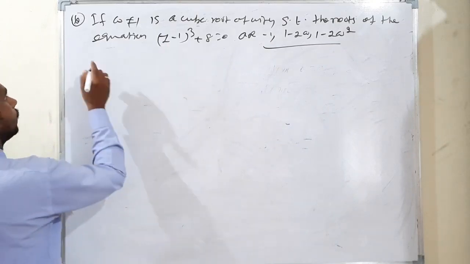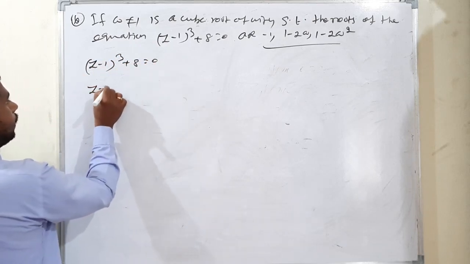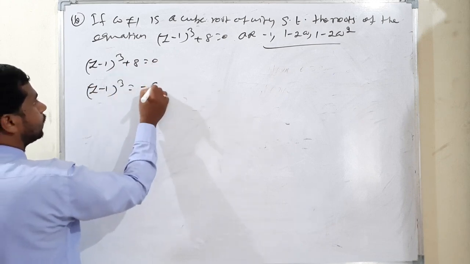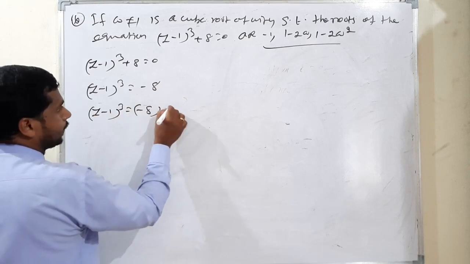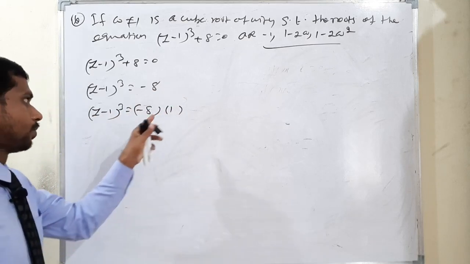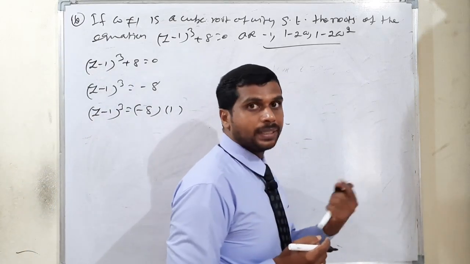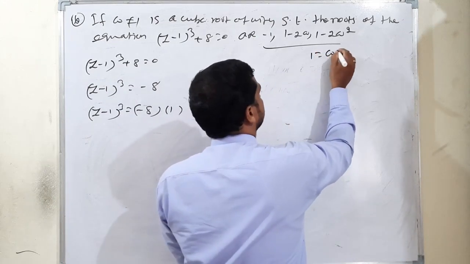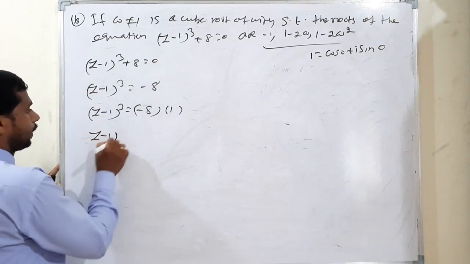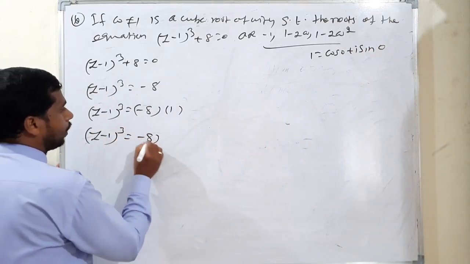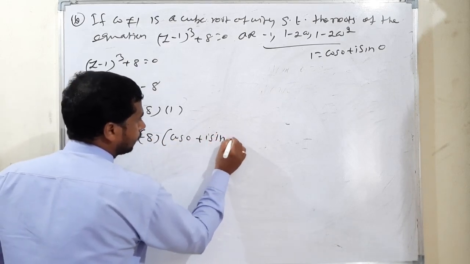So what will happen? Given condition: z minus 1 the whole cube plus 8 is equal to 0. Then z minus 1 the whole cube plus 8, bring out opposite sign, means minus 8. Then z minus 1 the whole cube, we can write minus 8 into 1. It does not affect the minus 8. So instead of 1 we have to write it; already we know the value of 1 is cos 0 plus i sin 0. Therefore, z minus 1 the whole cube is equal to minus 8 into cos 0 plus i sin 0.